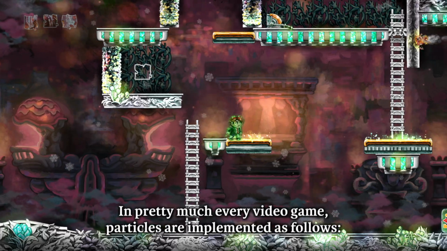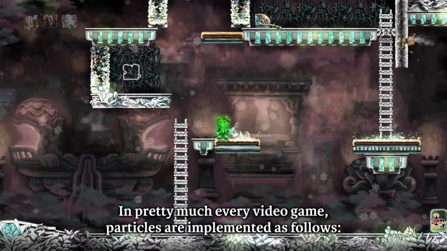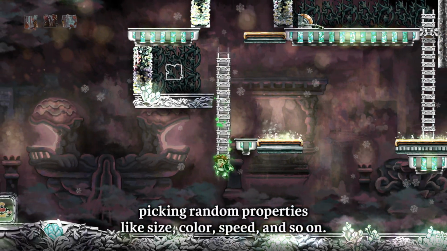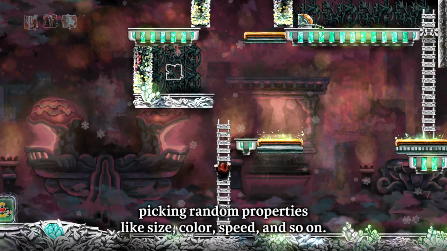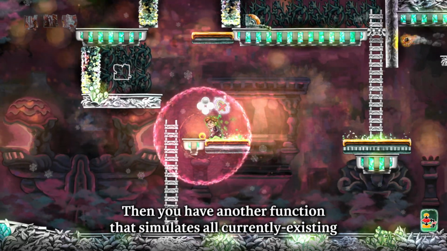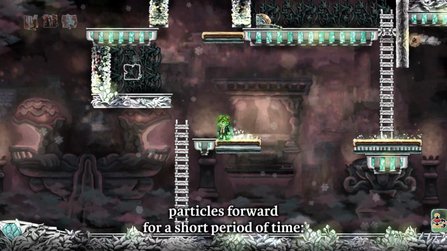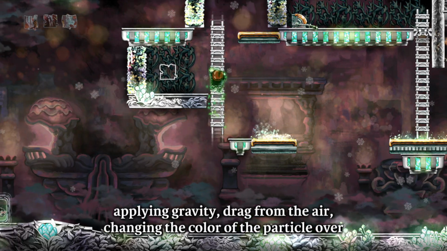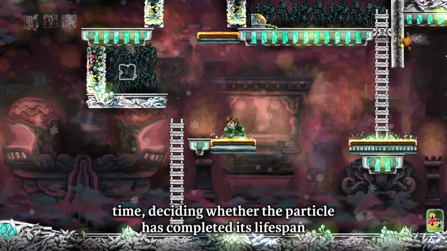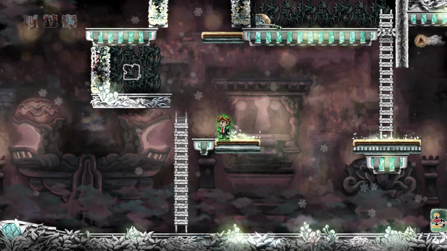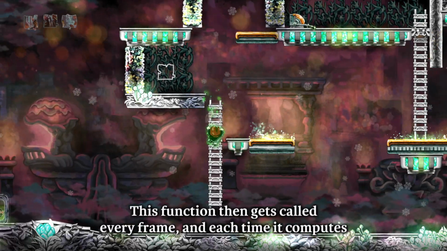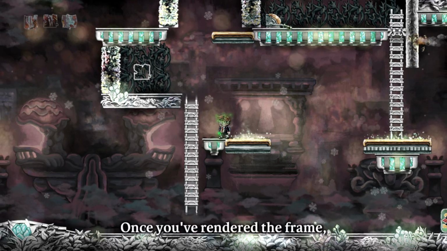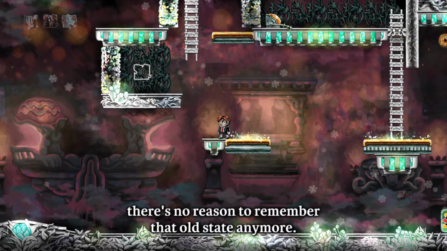In pretty much every video game, particles are implemented as follows. You have some function that creates particles each frame, picking random properties like size, color, speed, and so on. Then you have another function that simulates all currently existing particles forward for a short period of time, applying gravity, drag from the air, changing the color of the particle over time, deciding whether the particle has completed its lifespan and should disappear. This function gets called every frame, and each time it computes the new state of the particle, this just overwrites the old state. Once you've rendered the frame, there's no reason to remember that old state anymore.